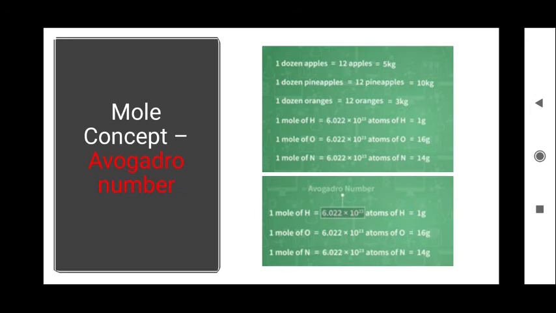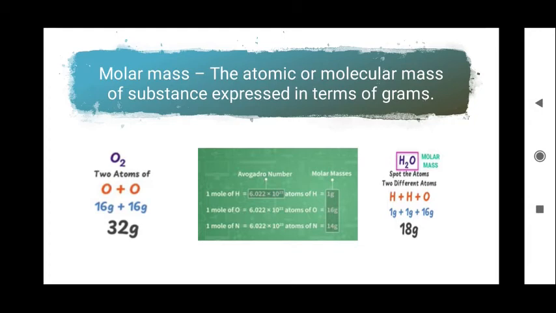So all the atoms contain the same number of atoms, which gives you 1 mole. So 1 mole is nothing but containing the Avogadro number of atoms. Whatever element you take, it contains the Avogadro number of atoms. The only thing is they vary in weight. So what is that weight? Hydrogen 1 gram, oxygen 16 grams.